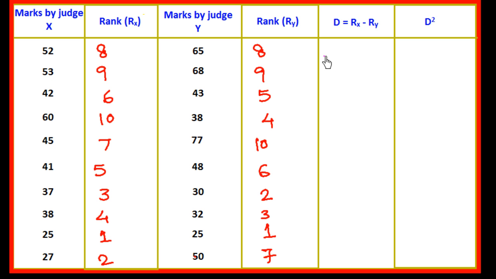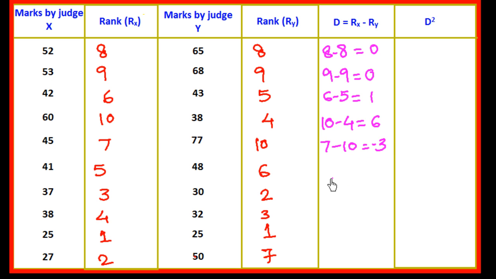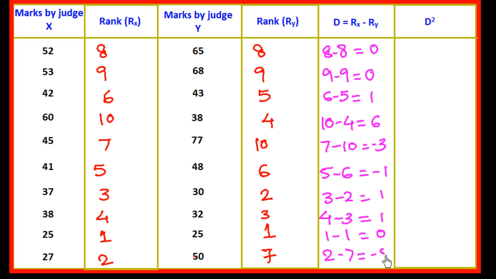So we do it. 8 minus 8 is equal to 0. 9 minus 9 is equal to 0. 6 minus 5 is equal to 1. 10 minus 4 is equal to 6. 7 minus 10 is equal to minus 3. And 5 minus 6 is equal to minus 1. Here 3 minus 2 is equal to 1. 4 minus 3 is equal to 1. 1 minus 1 is equal to 0. And 2 minus 7 is equal to minus 5. So we have got the differences of the ranks.